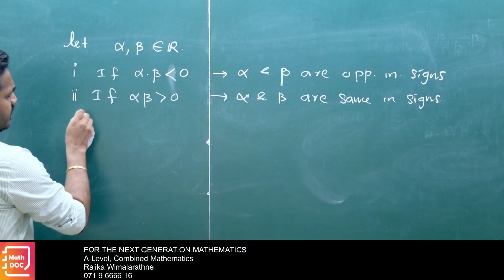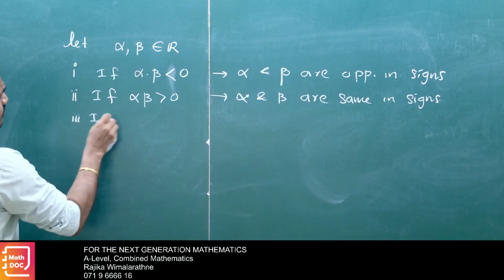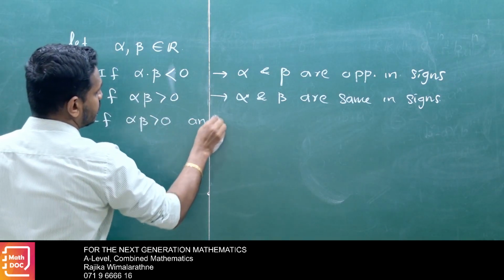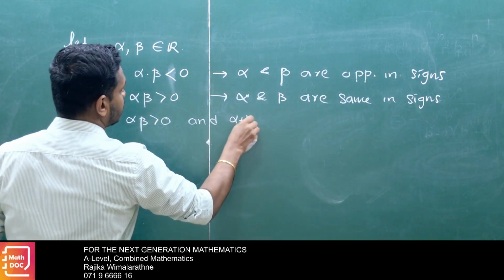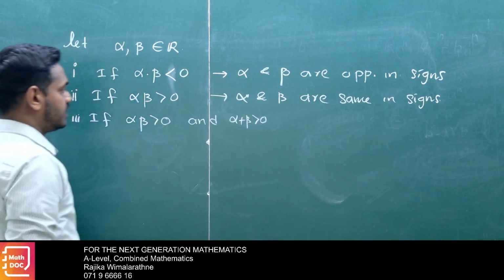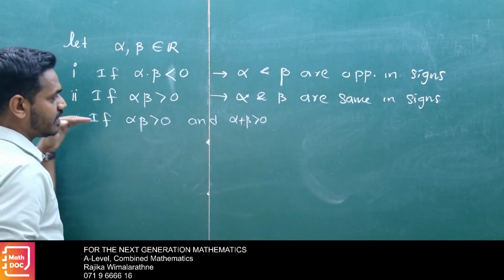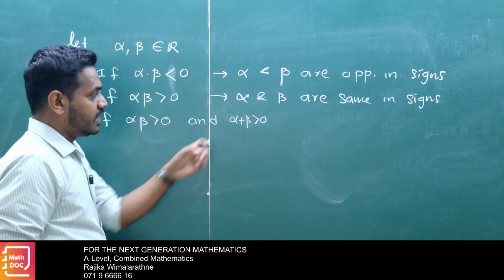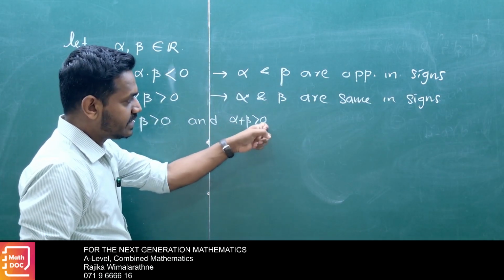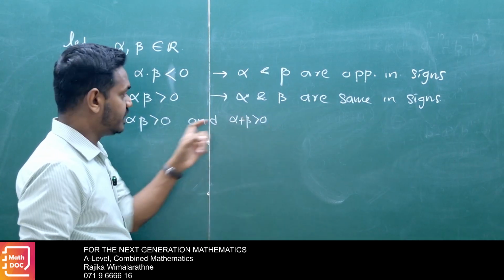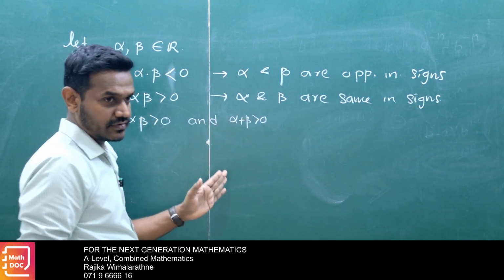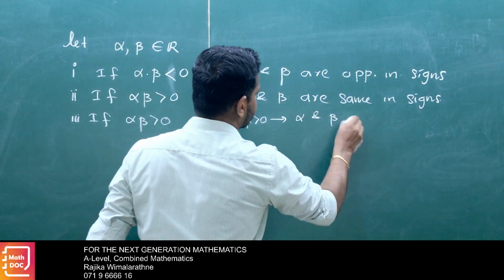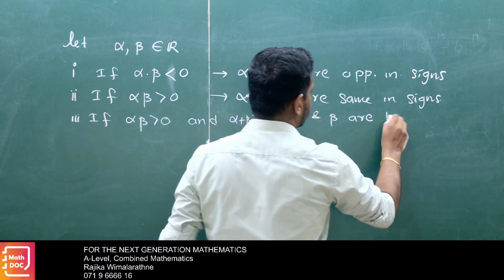Third, if alpha beta is greater than 0 and alpha plus beta is greater than 0. Now you go from here, alpha beta positive means both positive or both negative. If they are negative, we can't say this one is correct. So definitely you can say alpha and beta are both positive.